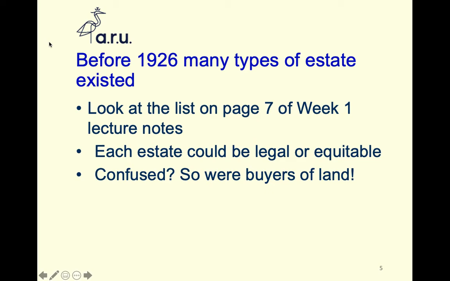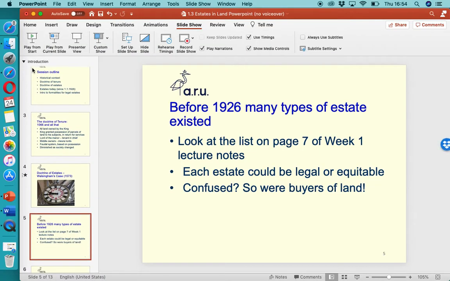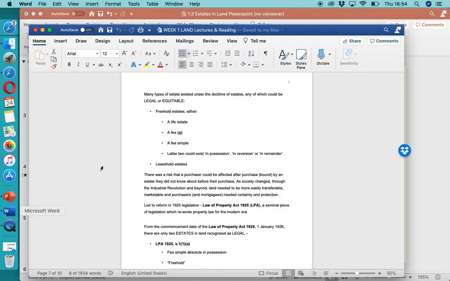So before 1926, we would see many types of estate, and I'm going to take you to the list that's on page 7 of your week 1 lecture notes, which are on Canvas, but for ease I'm just going to take you there for a moment. So we'll see that we had freehold estates that could be a life estate, a fee tail, a fee simple, and also leasehold estates, and a few different types of those as well within leaseholding.